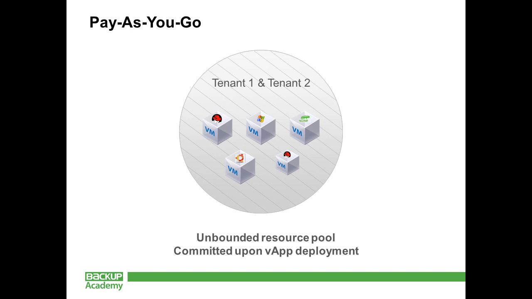Pay-as-you-go is pretty much an unbounded resource pool. So it's just a resource pool that's been created, and there are no reservations or limits set for the workload. So if you imagine you create this pay-as-you-go allocation model, it is exactly that. You can use as much of the resources available to that organization VDC as you need, and you pay for them when you use them.